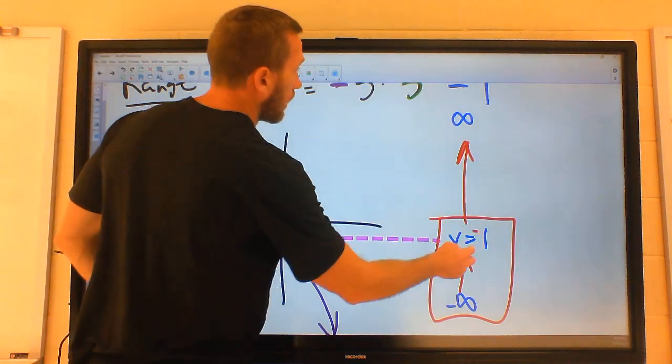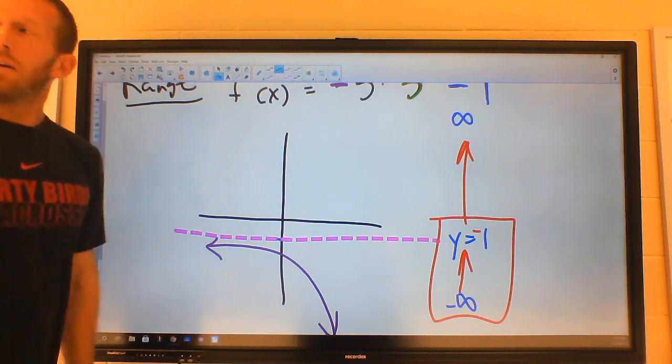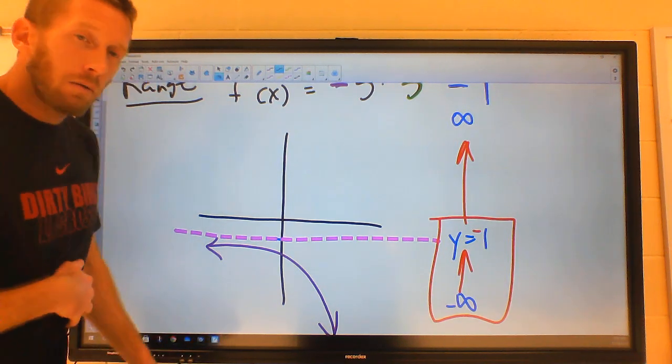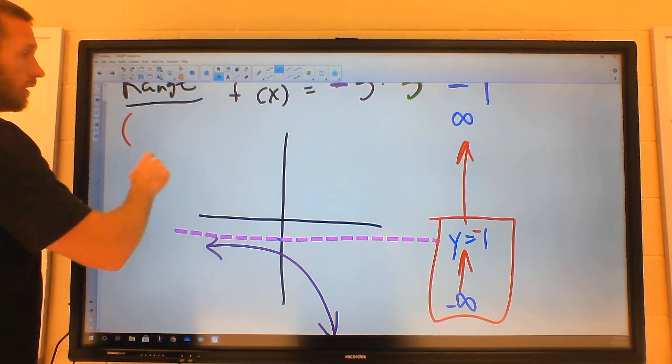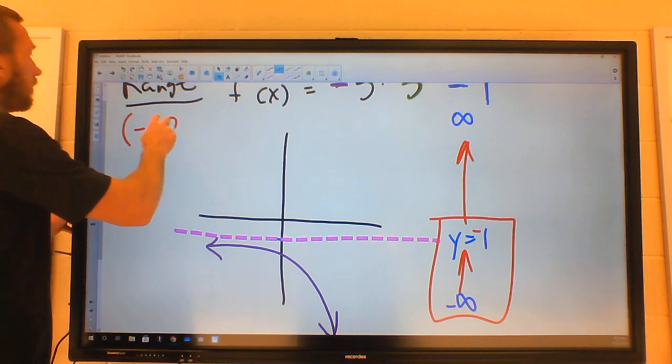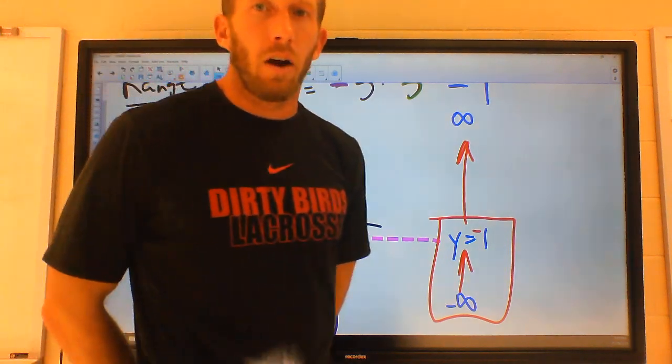By the way, that should be a -1. Can't believe I left that out there for so long. Shame on you guys in this empty audience not correcting me. Okay. Interval, negative infinity to -1. So there's a couple examples right there on range.